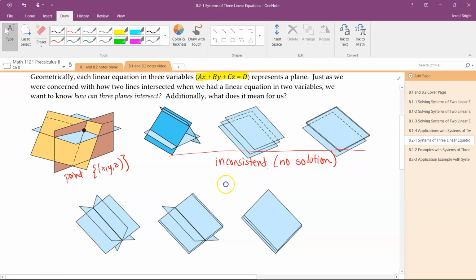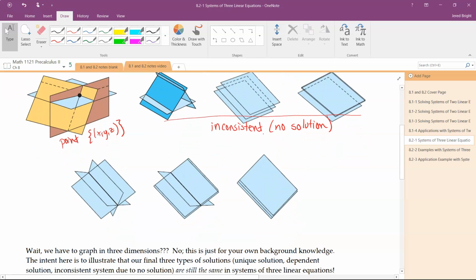All right. And then finally, we can have the experience where the planes intersect. In this first one we have this common line of intersection, and in the second one we have a line as well, but now we have 2 planes being the same, and then this last one is actually all 3 planes on top of one another, so we have an entire plane of points. But each of these would be examples of dependent systems. Okay, and here we would say that there are infinitely many solutions.